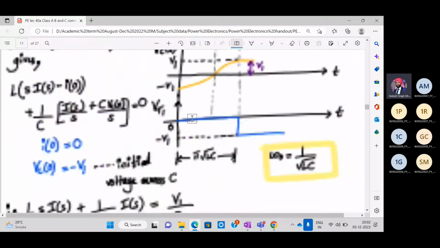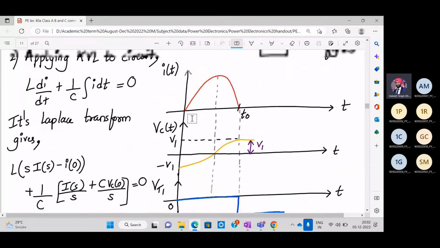Okay, so let's go to the waveforms now. Waveforms are important. So I of t, as you know, it's an LC tank circuit, so it will increase and then it will decrease towards zero. So what will be the voltage across the capacitor? Let's say the initial voltage across the capacitor is minus V1, and when the current reaches peak, the voltage across the capacitor reaches zero, and when the current becomes zero, again the voltage across the capacitor reaches V1.